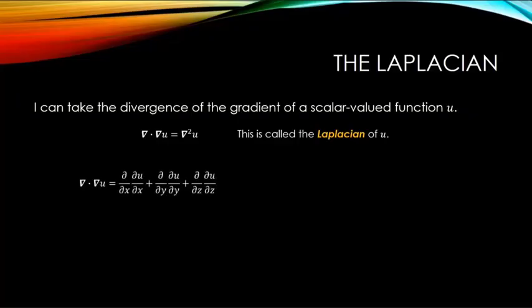Del dotted with del u is equal to the partial with respect to x of the partial of u with respect to x, plus the partial with respect to y of the partial of u with respect to y, plus the partial with respect to z of the partial of u with respect to z. This just becomes the second partial derivative of u with respect to x plus the second partial derivative of u with respect to y plus the second partial derivative of u with respect to z.